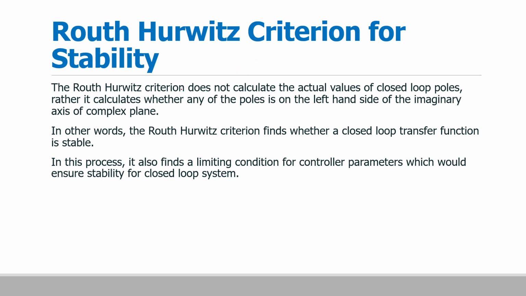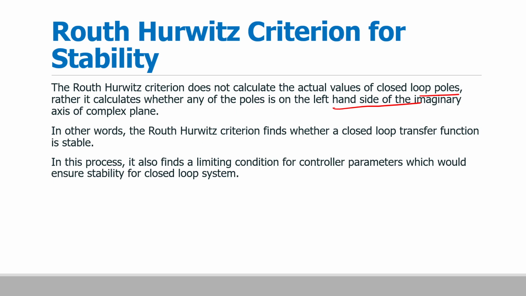So what it does, what the advantage is, is that we don't need to calculate the actual values of closed loop poles. Rather, it calculates whether any pole is on the left hand side of the imaginary axis of the complex plane. So without calculating the poles, we can find whether the poles are lying on the left half plane or right half plane. So in other words, we can say that Routh-Hurwitz criterion can find whether the closed loop transfer function is stable or not.